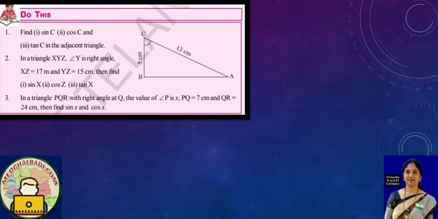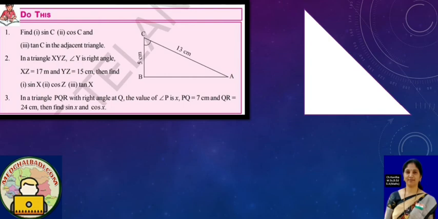See the second problem. They have given a triangle XYZ, Y is the right angle. That means here I have to take Y, and I have to name the remaining two sides as X here and Z here. So XZ value is 17 centimeters and YZ, here, we have to take 15 centimeters, and find sin X, cos Z, tan X.